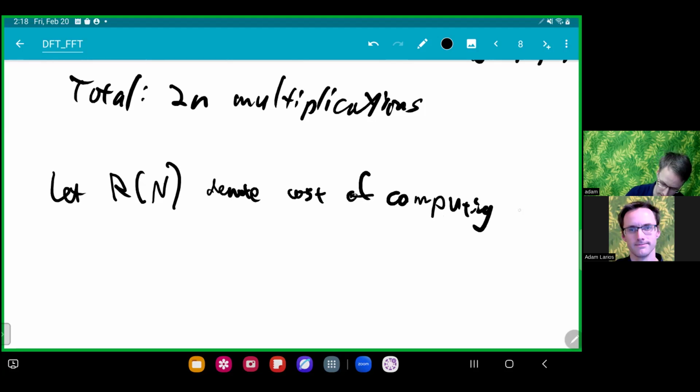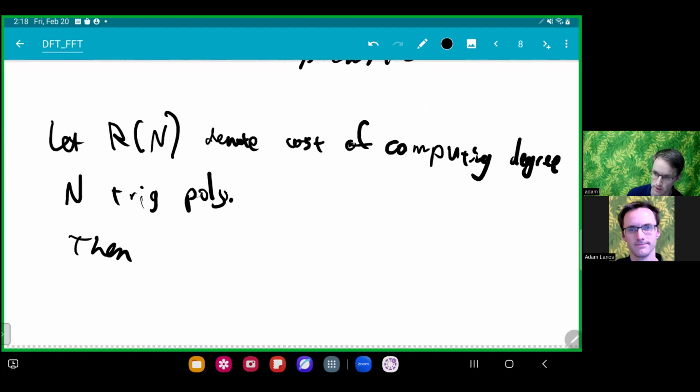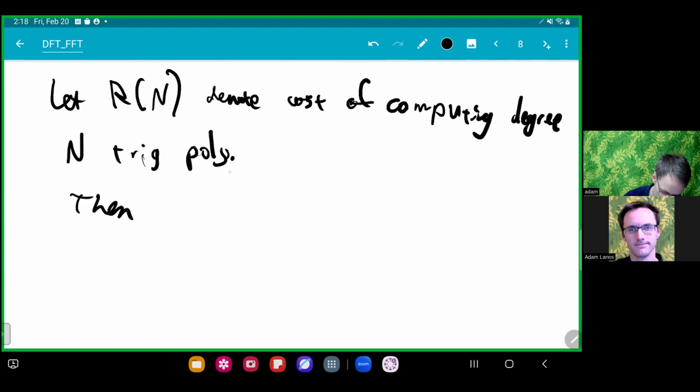Say degree n and trig polynomial. Then I should have mentioned this algorithm of splitting into odds and evens and then recombining is called the Fast Fourier Transform. It's called the Fast Fourier Transform if you do it recursively all the way down the loop. Let's take n to be some power of 2. So the idea is you do it for the odds and evens, and you get a savings.